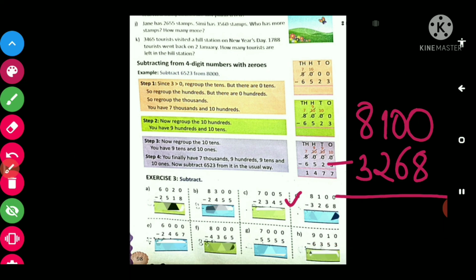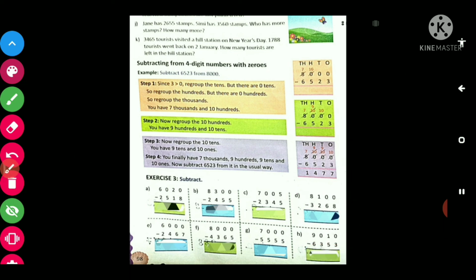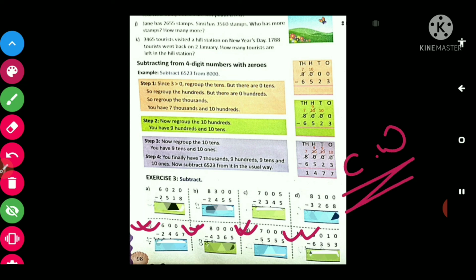Okay. So now you will do E, F, G, H in your copy. Okay, in your classwork copy you have to do this question.